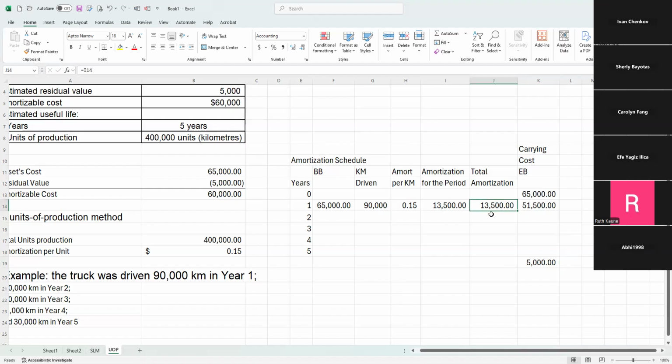So how much should my total amortization be once I finish the whole calculation? 60,000. Can it be more? No. Okay, so let's keep going then. The other question for you. How many kilometers do I have to drive my truck in order to amortize it to 60,000?